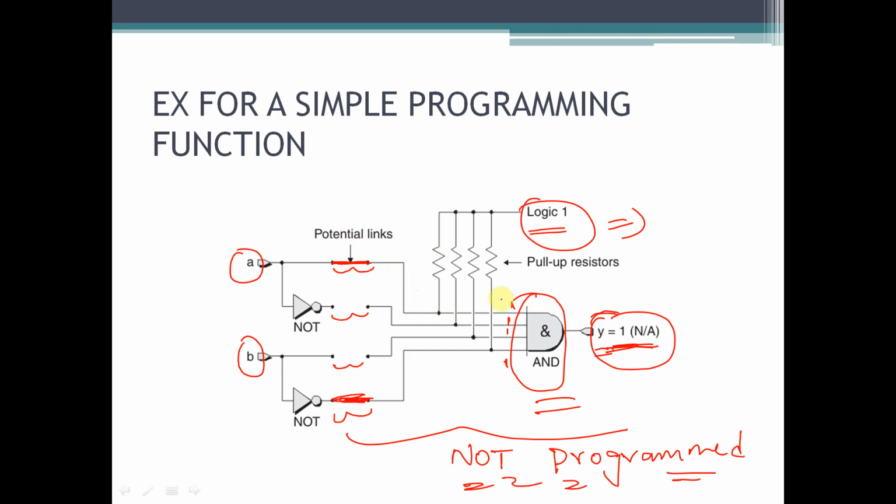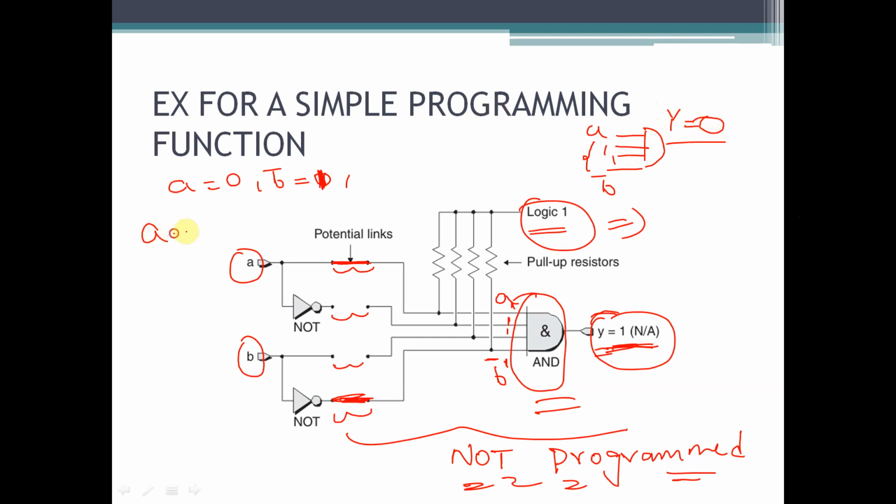Here the input supplied will be A, and here it will be B bar, and all the other inputs are 1. So we are applying to an AND gate A, 1, 1 and B bar. If A is equal to 0 and B is equal to 0, that is B bar is equal to 1, and the other inputs are 1, what is the output Y? Can anyone? 0.